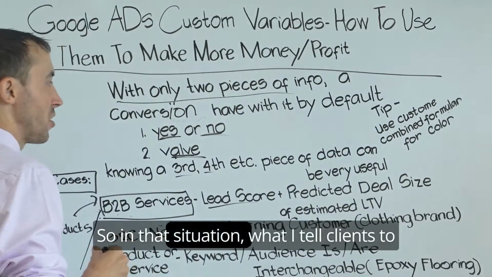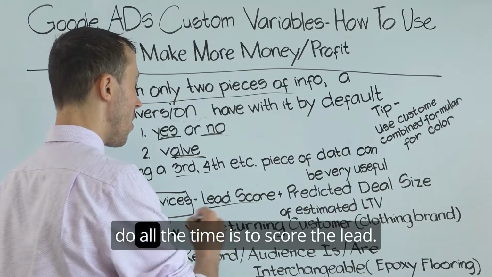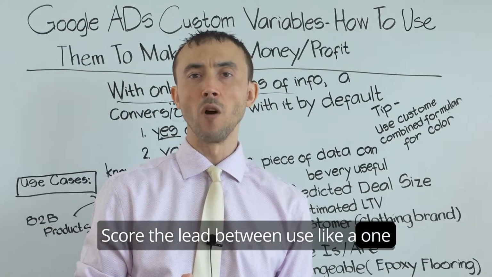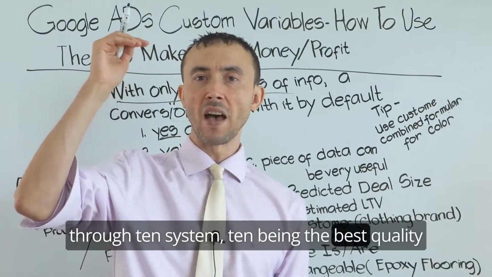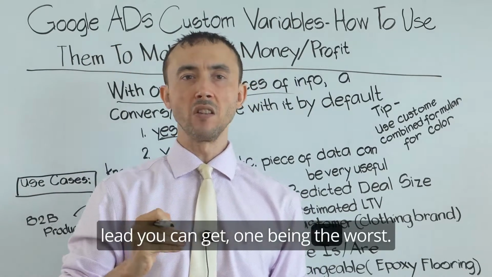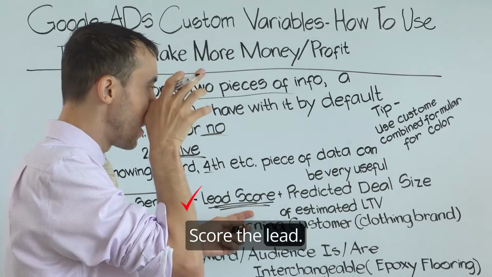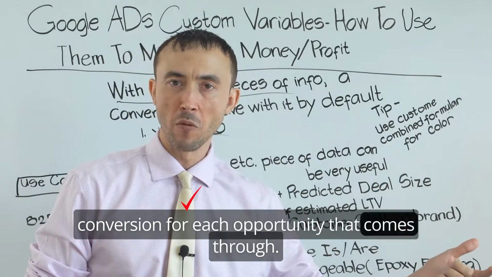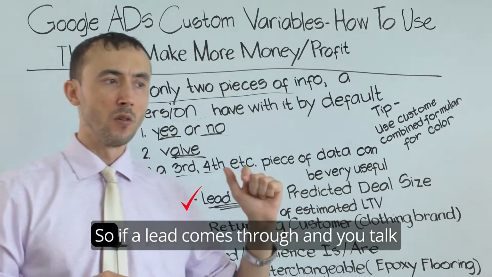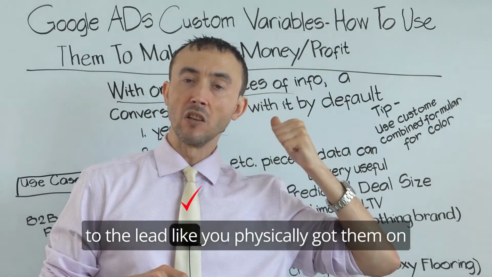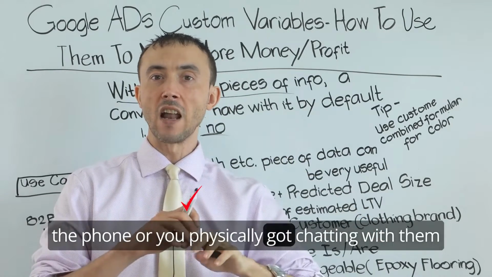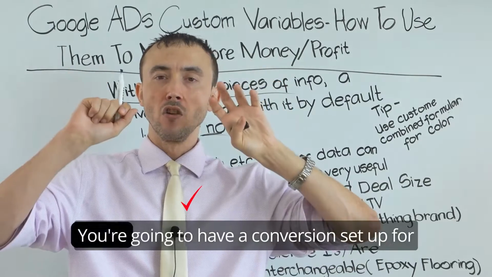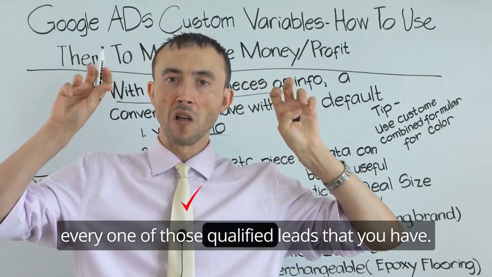So in that situation, what I tell clients to do all the time is to score the lead. Use a 1 through 10 system, 10 being the best quality lead you can get, 1 being the worst. We'll first of all set up a conversion for each opportunity that comes through, okay? So if a lead comes through and you talk to the lead, like you physically got them on the phone or you physically got chatting with them on email, that's going to be a qualified lead. You're going to have a conversion set up for every one of those qualified leads that you have.